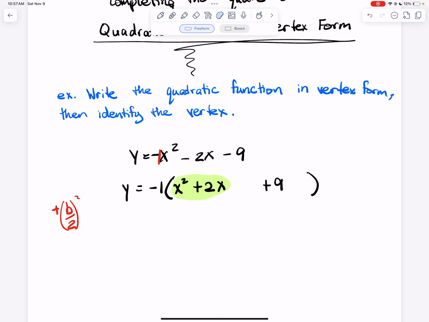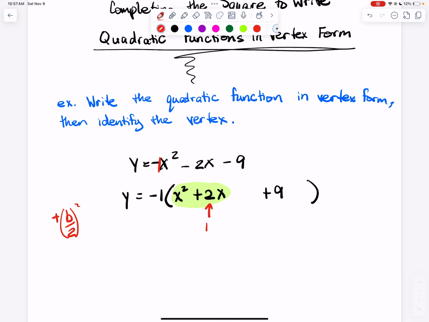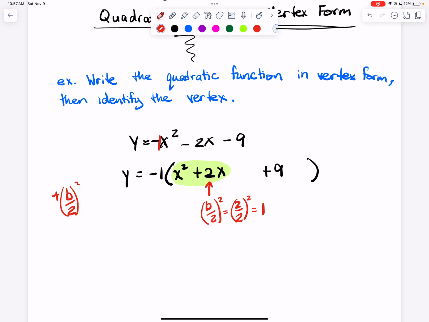All right, so with that said, our b value is right here. So b over 2 squared is 2 over 2 squared, which is 1 squared, which is just 1. All right, so now I can complete the square by adding that. And what you learned before when you were solving quadratics was whatever you do to one side, you have to do to the other side. So in the topic before, we would be adding 1 to this side and taking it away from that side. But that makes no sense here in this specific type of problem.